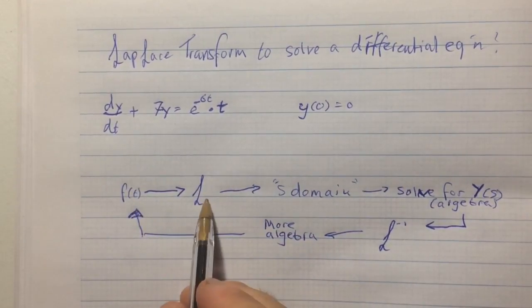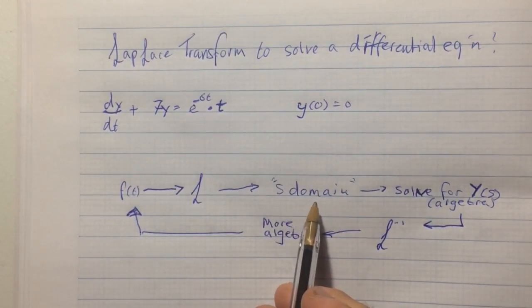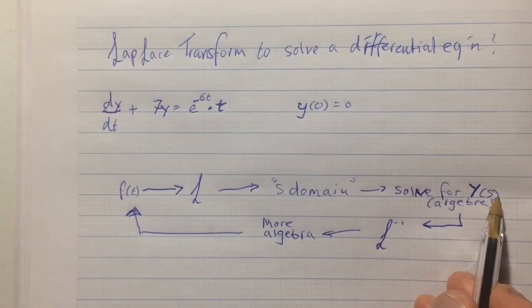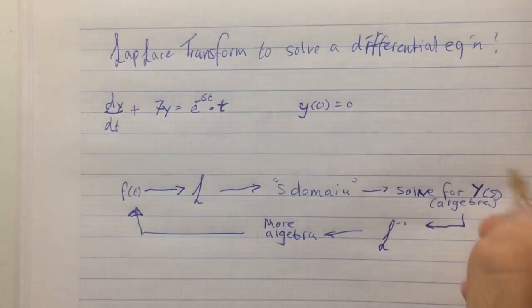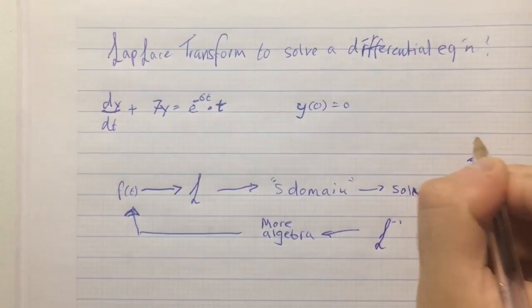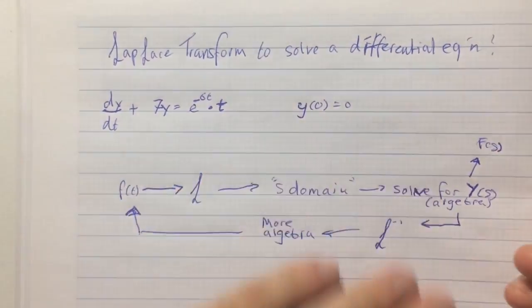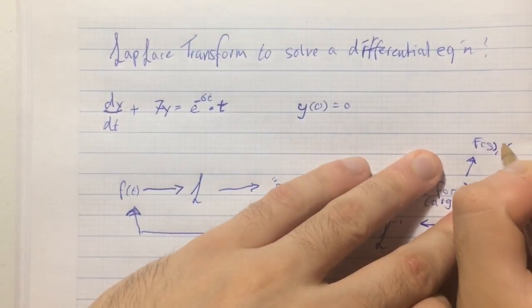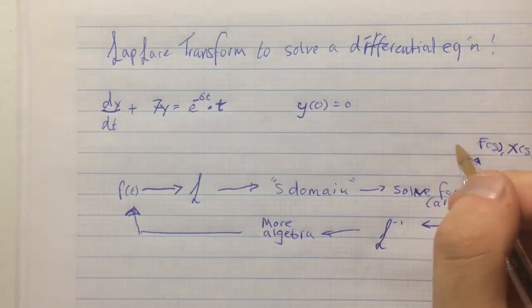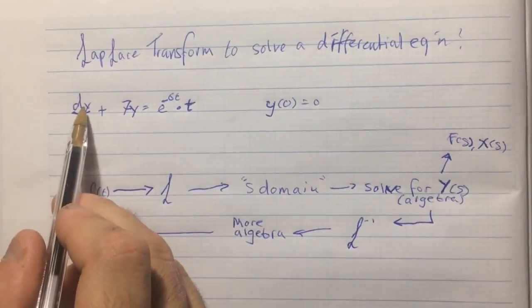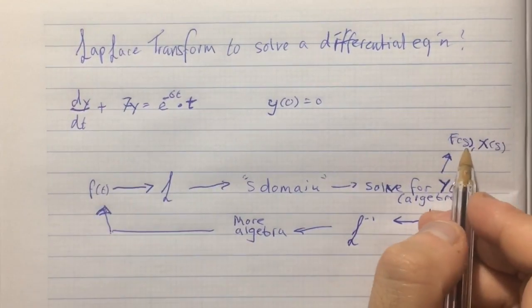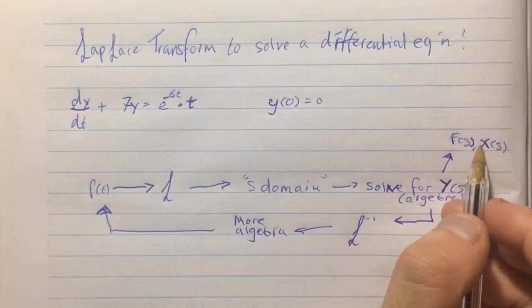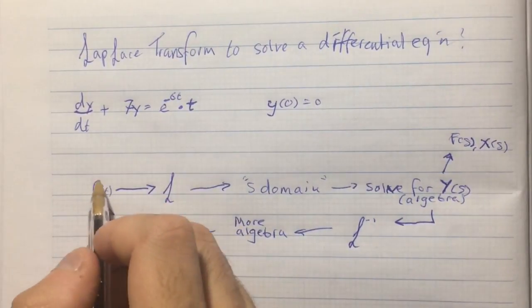So we have a function f of t. We take the Laplace transform of the entire equation. It is now in the S domain. We solve for Y(s) with algebra. And now this could also be denoted as F(s) more generally, but it also could be denoted as X(s). It really depends on the variable you're trying to solve for. This could be dx/dt, it could be df/dt or dy/dt. But I use F(s) usually because it's more obvious.